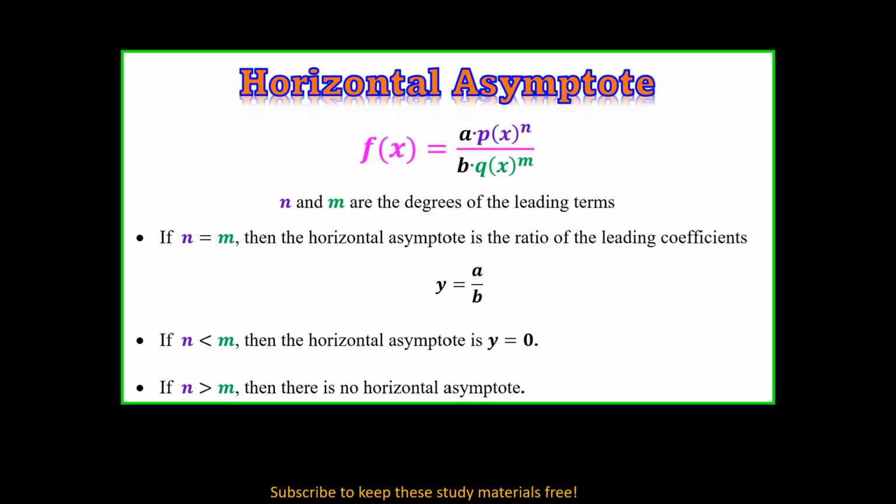If n and m are the same value, they're equal, then the horizontal asymptote is just a ratio of those two leading coefficients, a and b. And that's what's written out, y equals a over b. And then if n is less than m, then the horizontal asymptote is just 0. Now, if n is greater, if the exponent of the leading term of the numerator is larger, then there simply isn't a horizontal asymptote.